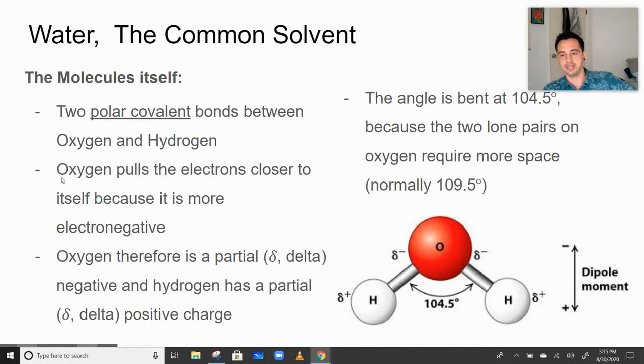Okay? The angle is slightly different than what it should be. Normally a bent molecule will have a 109.5 degree angle. However, it is slightly less than that. It's 104.5 degrees because there are two lone pair electrons on the oxygen, which push the bonds together a little bit.